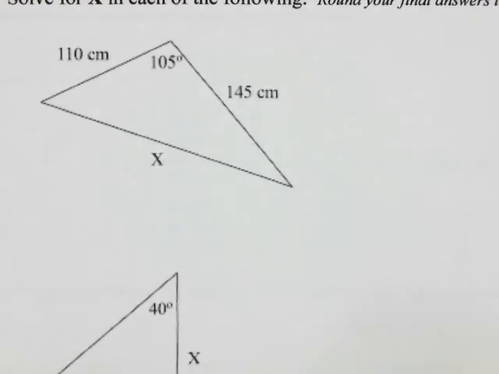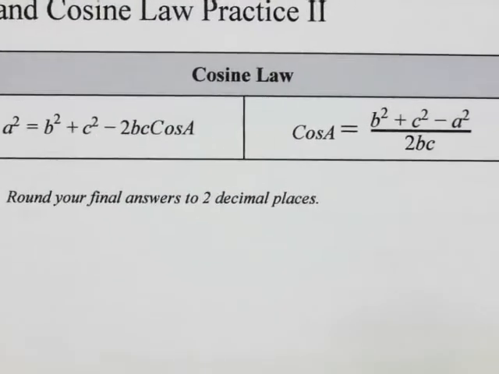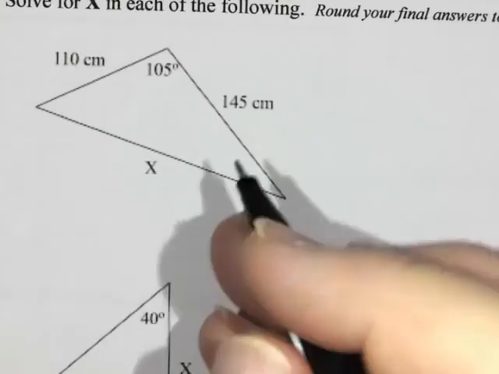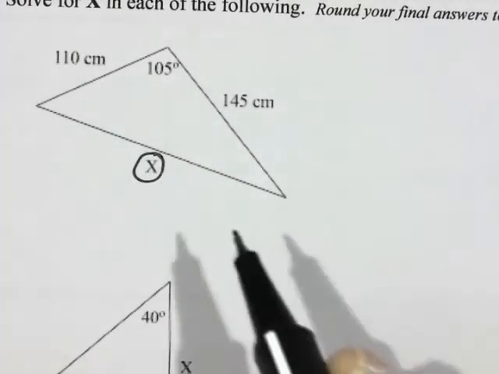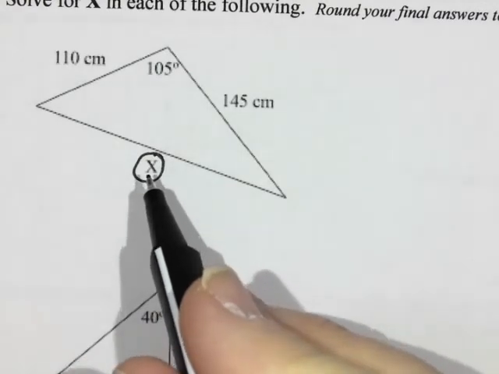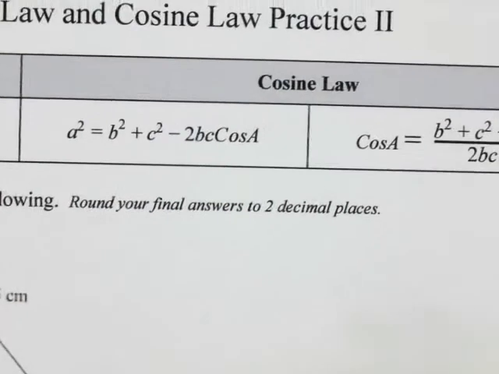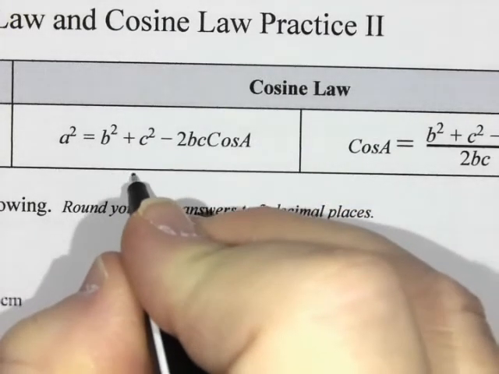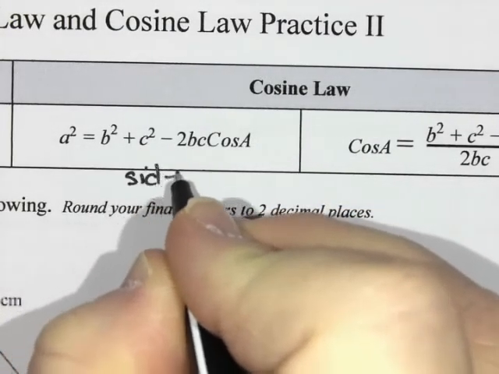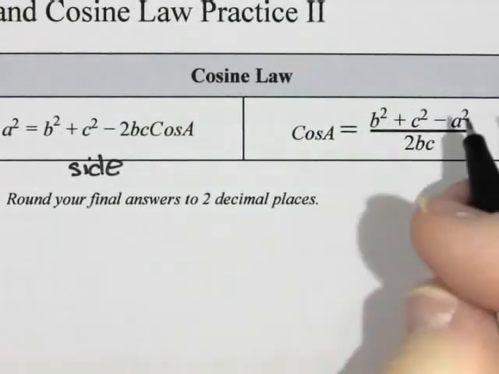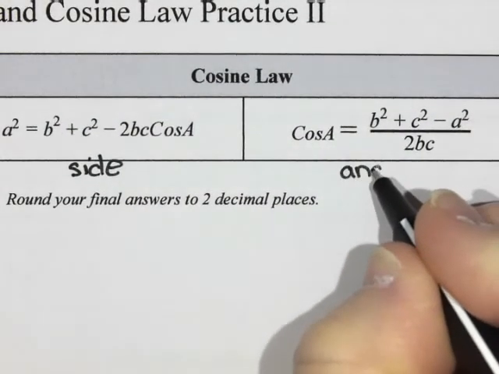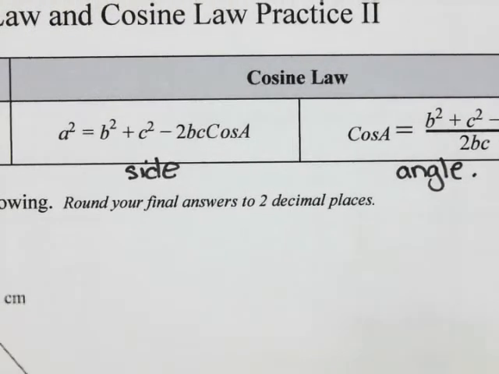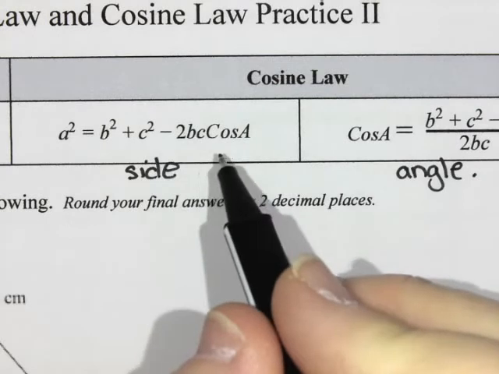From here, I have a choice of 2 different formulas. So how do I know which one to use? Well, we're trying to find x, and x is a side. So since I'm trying to solve for a side length, I would use this one right here. I use this formula when I'm looking for a side, and I use this formula here when I'm looking for an angle. So I think we're going to use a squared equals b squared plus c squared minus 2bc cos A.